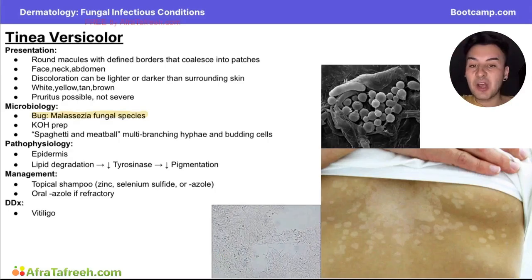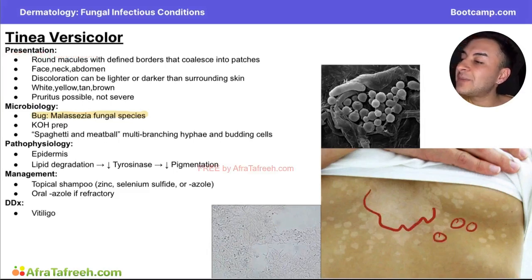Okay, now let's talk about how this presents. This is going to present as macules that can either be hyperpigmented, meaning darker, or hypopigmented, meaning lighter than surrounding skin, that can coalesce into larger patches. So you can see here we have little tiny macules that coalesce into large patches. These can be slightly pruritic, but it's truly not characteristic of the disease, so I wouldn't hang your hat on that part of the diagnosis.